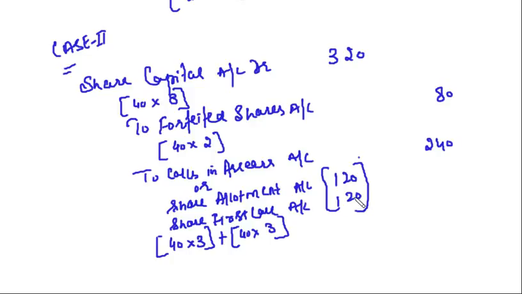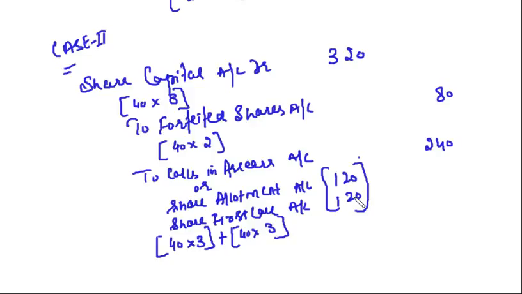Case 2 is clear. What is the amount called up is clear. The company did not call for the second call because the company forfeited the shares before the second call. After the failure to pay allotment plus the first call, the company forfeited the shares. They did not make the second call.